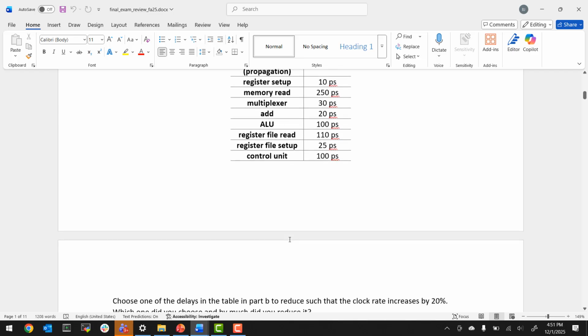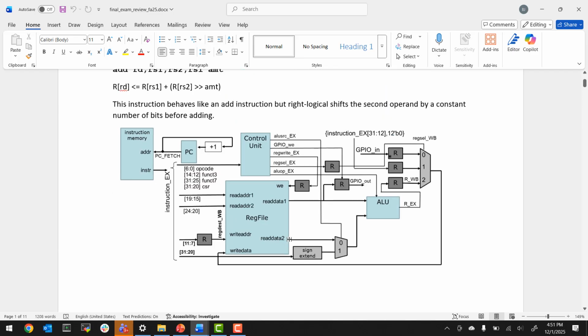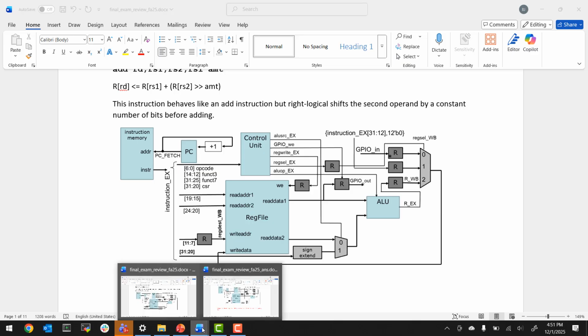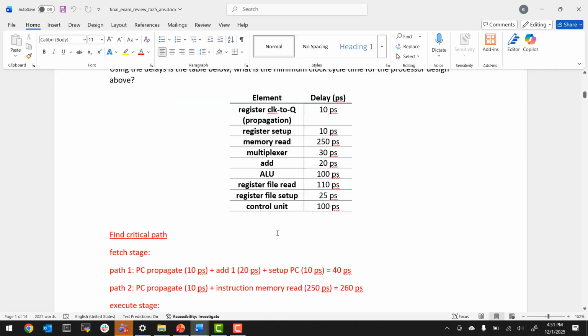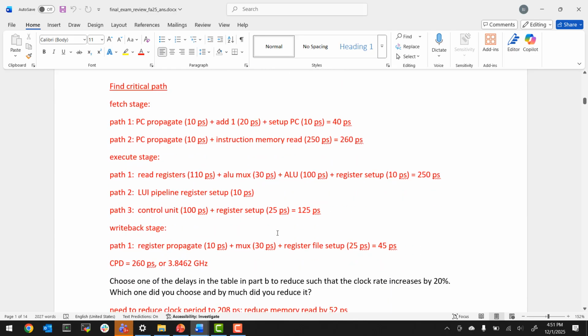Okay, so how do you figure this out? Well, this is actually tricky because there's a lot of paths, there's a lot of data. Your CPU was simple, but it still had a lot of data paths in it, right? So I'm going to just show you quickly because this takes some thought, right? Okay, so in the fetch stage, you have two paths. You have basically the PC plus 1, right?